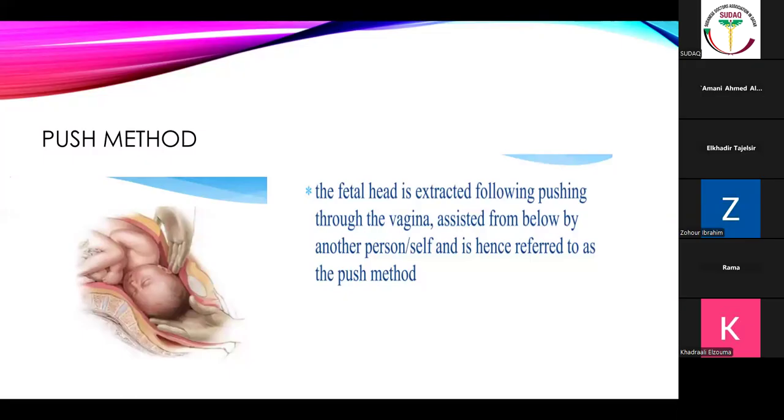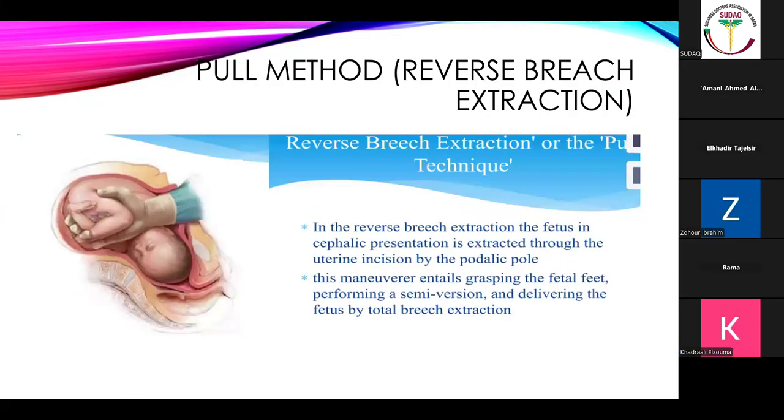We talked about the non-dominant hand and pushing from below. Another method is the reverse breech extraction, and this is a favorite for many people. They think that it is safer: they will just go and grasp the lower limbs and the feet, and bring them out. What is the difficulty? What are the technical difficulties in this?